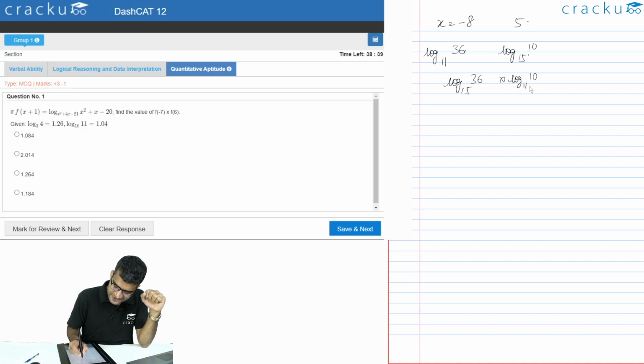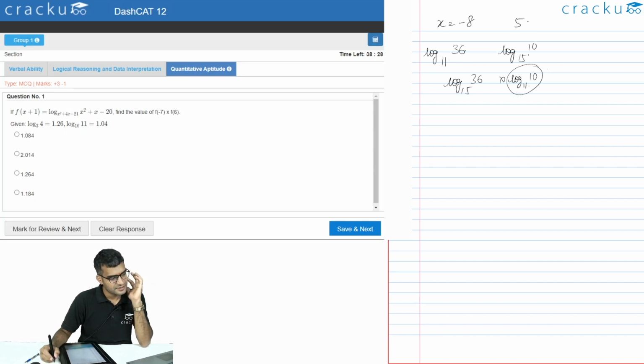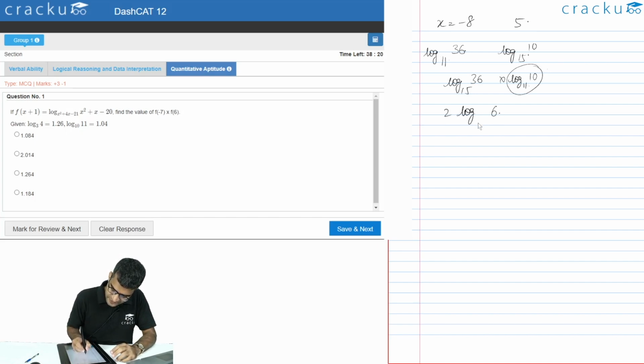We'll ignore 10 to the base 11. This seems to be very close to 1. We need to find out log of 36 to the base 15. So if you're just trying to figure out from the options, it is definitely either option C or D. Okay, it won't be A or B because this is not greater than 2. But C and D are again quite close to each other. So this is 2 times log of 6 to the base 15.